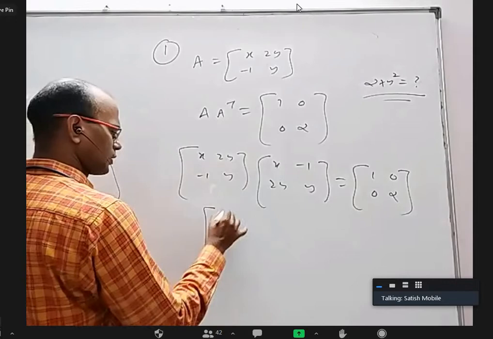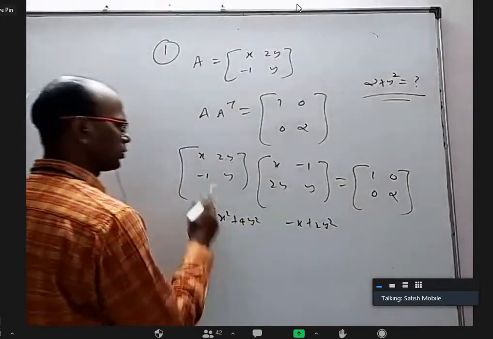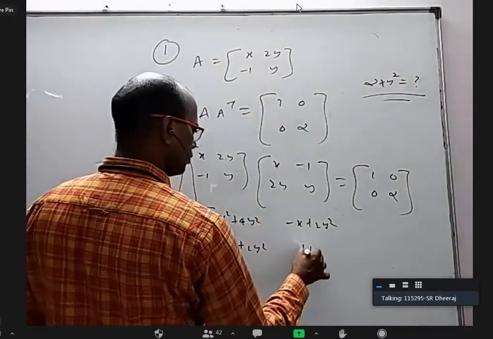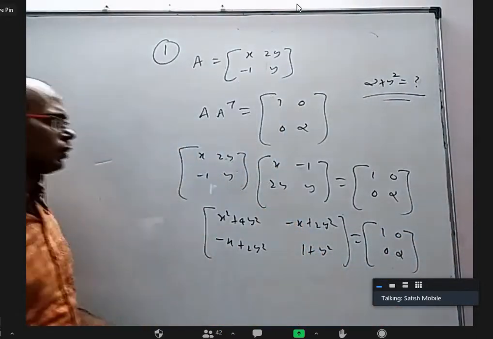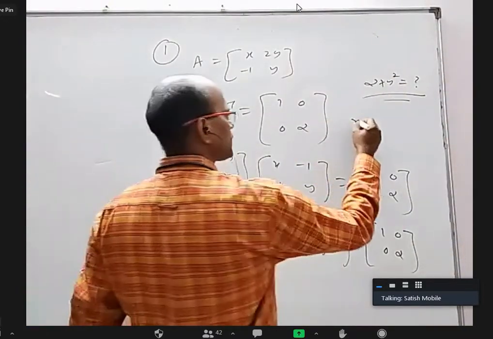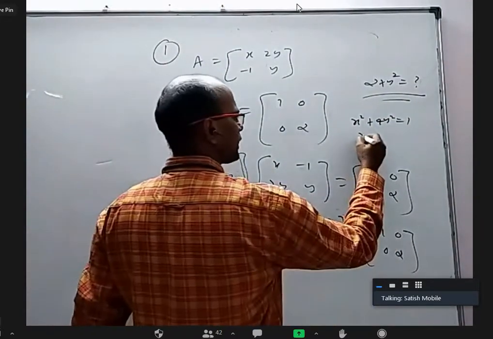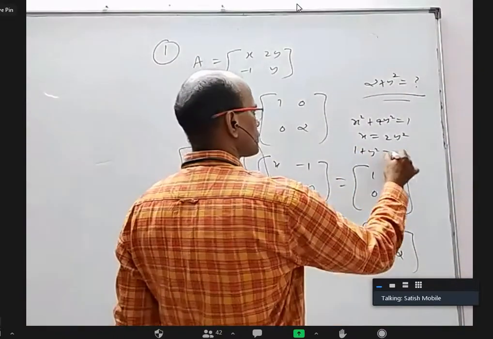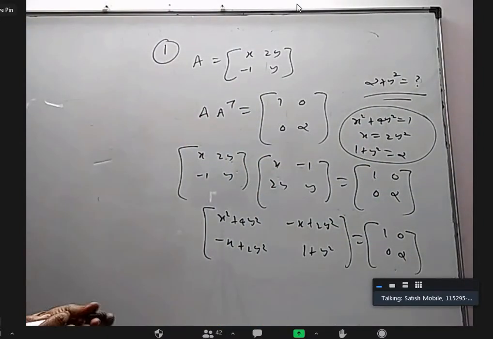This into this gives x square plus 4y square. This into this gives minus x plus 2y square. This into this gives minus x plus 2y square. This into this gives 1 plus y square, which is 1, 0, 0, alpha. So in total we get 3 equations because two are the same. One equation is x square plus 4y square equal to 1. From this, x equal to 2y square. From this, 1 plus y square equal to alpha. They are asking the value of alpha plus y square.